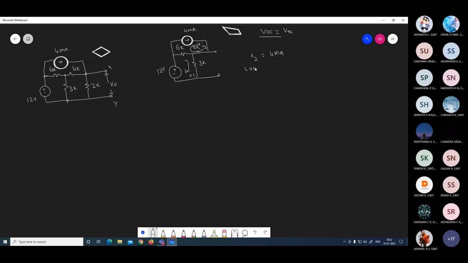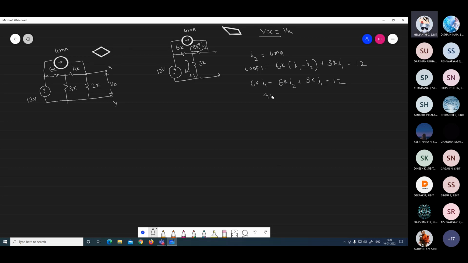For the loop 1, apply KVL. Then you can write it as 6K into (I1 minus I2) plus 3K I2 minus 12 is equal to 0. Find out what is the I1 in this case. 6K I1 minus 6K I2 plus 3K I1 is equal to 12.